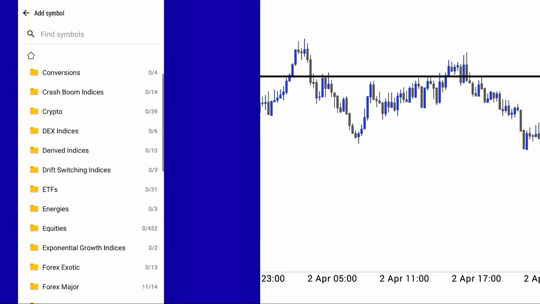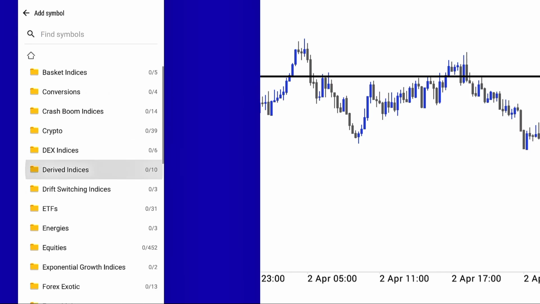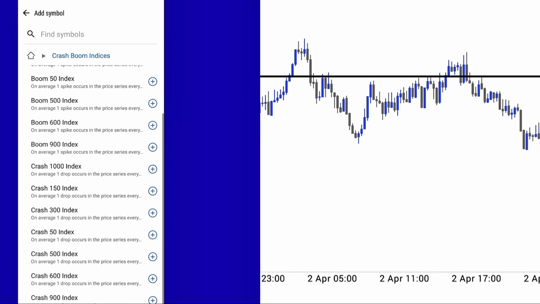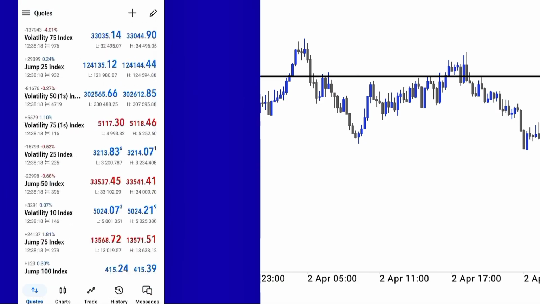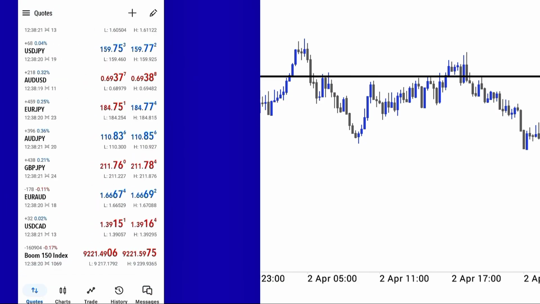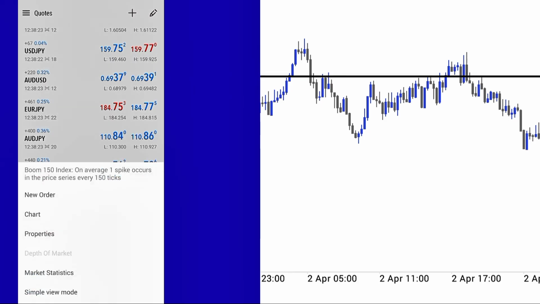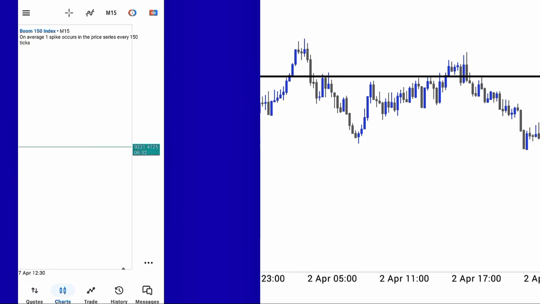Sorry. So if you want to select the asset that you want, let's say you want to add boom and crash. There are a lot of boom and crash here. You just click on this plus button here, and it will be added to your assets. Look, right now I have boom 150 here. So if I want to enter it, I just click on it, click on charts, and I'm in.